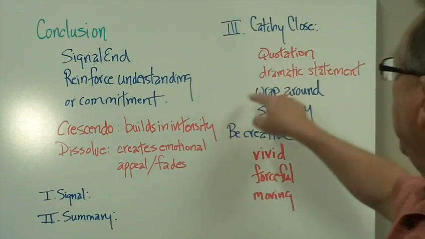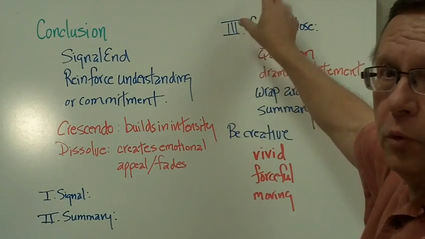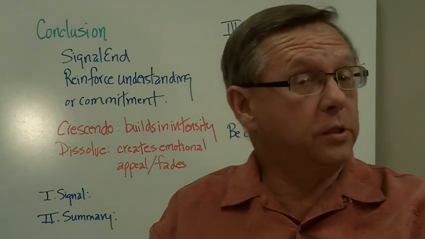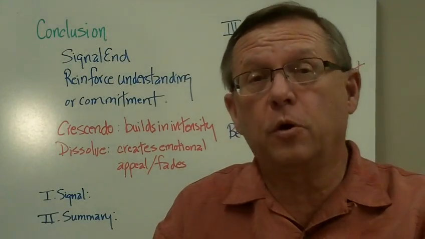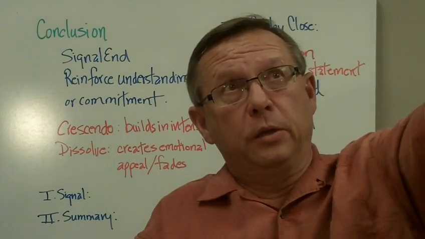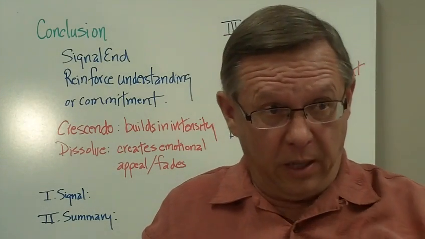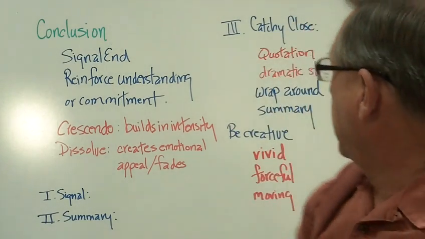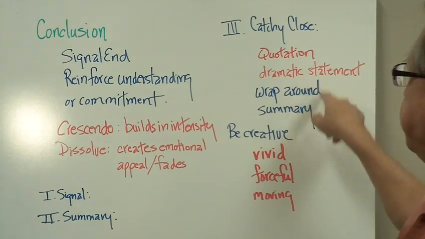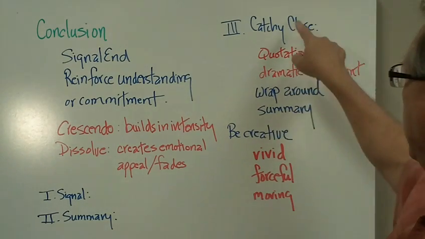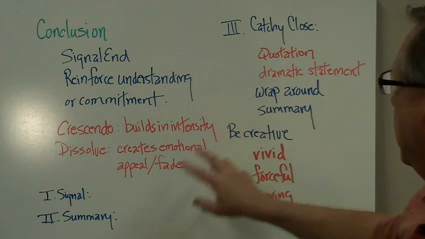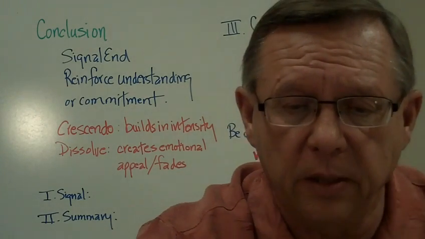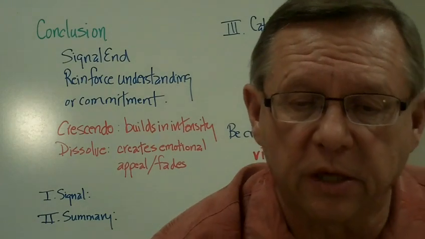A wraparound is just referring back to the story you used in the introduction. Very powerful. Audiences think you're really organized and very smart when you pull in a story that you started with and come in at the end and refer to it again. That is simply called a wraparound. And then you could include a summary within the catchy close. Perhaps you combine these two and the summary is included in the catchy close itself.